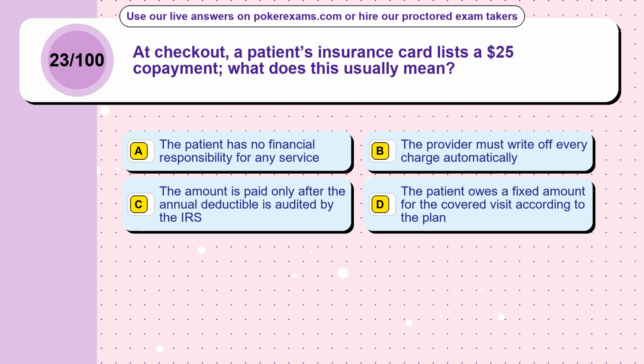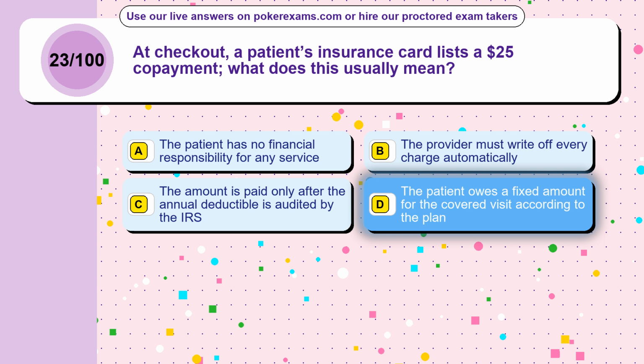Question 23. At checkout, a patient's insurance card lists a $25 copayment. What does this usually mean? Option A. The patient has no financial responsibility for any service. Option B. The provider must write off every charge automatically. Option C. The amount is paid only after the annual deductible is audited by the IRS. Option D. The patient owes a fixed amount for the covered visit according to the plan. The correct answer is option D. The patient owes a fixed amount for the covered visit according to the plan.